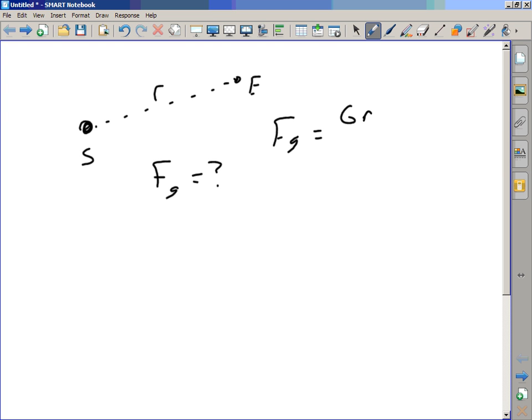Fg equals constant, m1 m2, divided by r squared. I gave you everything on the right side. You show now the force of gravity. Yes?